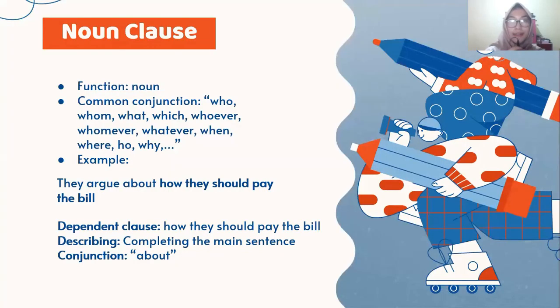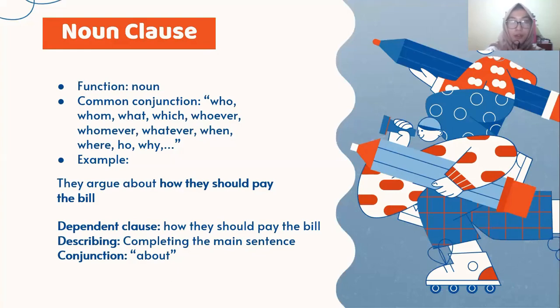The last one is noun clause. Noun clause gives more information about the sentence, and it is complementing the sentence with the verb noun. We can use conjunctions such as who, whom, what, which, whoever, and etc. And let's take a look at the example.